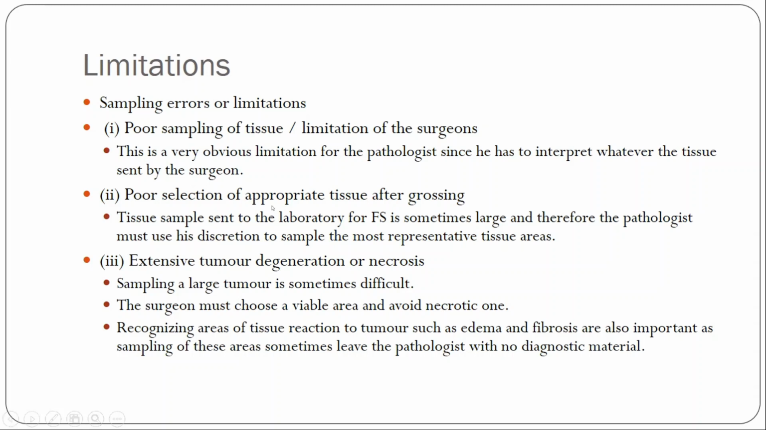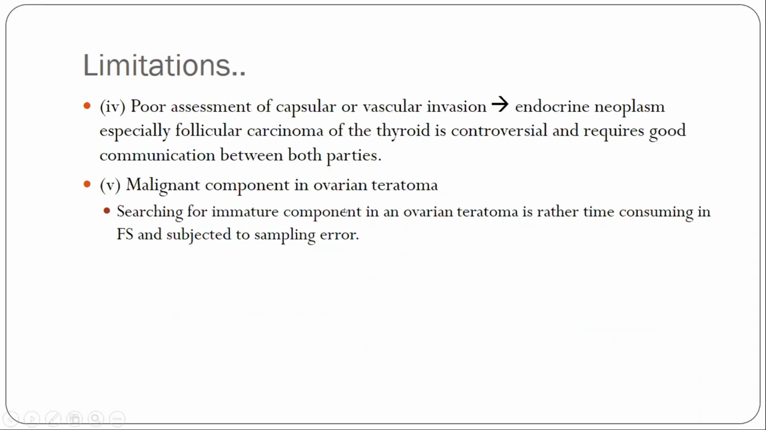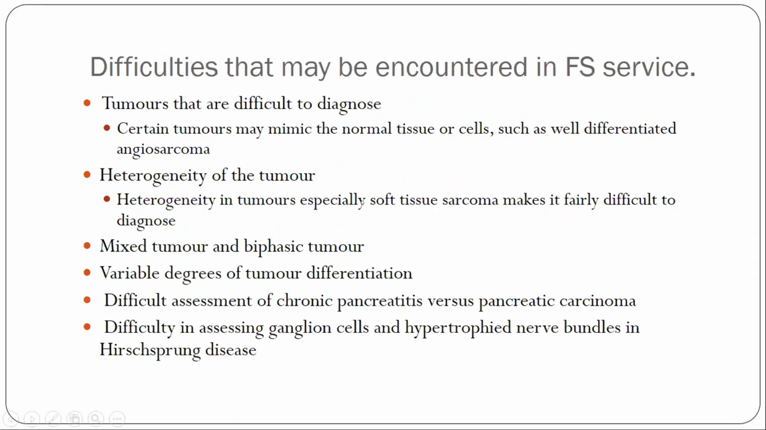Okay, poor selection of appropriate tissue after grossing. Again, if it is a big specimen, it is very difficult; we don't know where to gross. Okay, excessive tumor degeneration or necrosis. Again, it's very difficult to see under the microscope if there is a tumor in between the necrosis. Okay, if the differentiation of malignancy is based on vascular invasion or capsule invasion, frozen section is not the way. We cannot help you. It's very difficult.